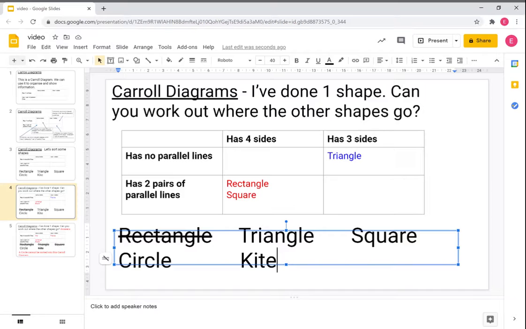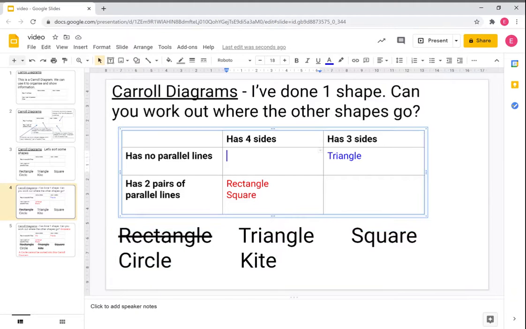Let's have a look at kite next. I know that a kite has 4 sides, but it doesn't have any parallel lines.